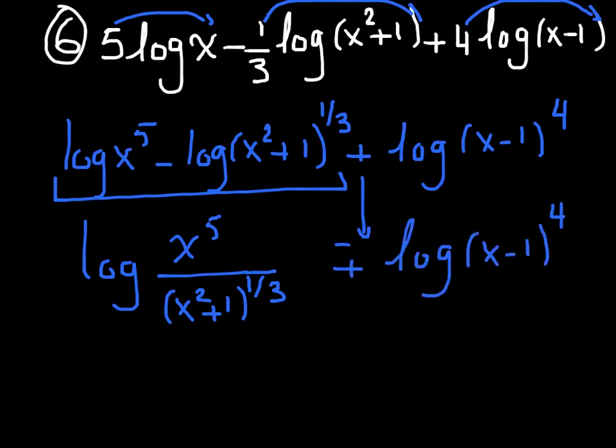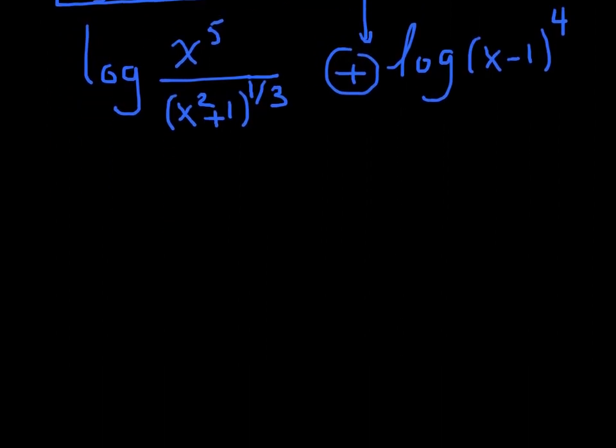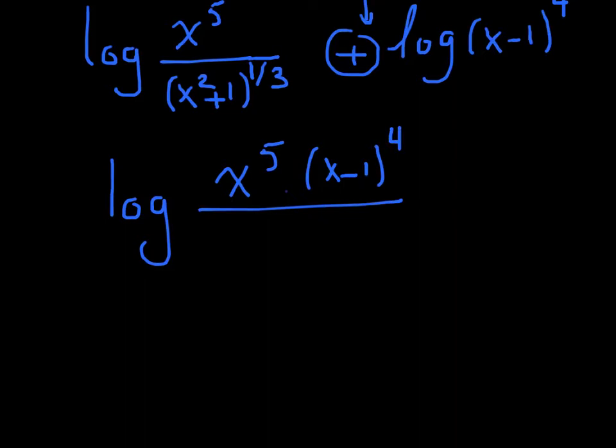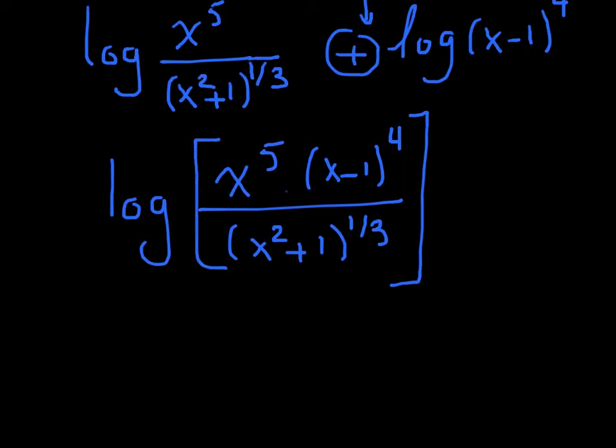Now when we add two logs, it's going to be the same thing as the product. And this is going to be x to the 5th times x minus 1 to the 4th, divided by x squared plus 1 to the 3rd. All of this has to be in brackets because this is a single log.